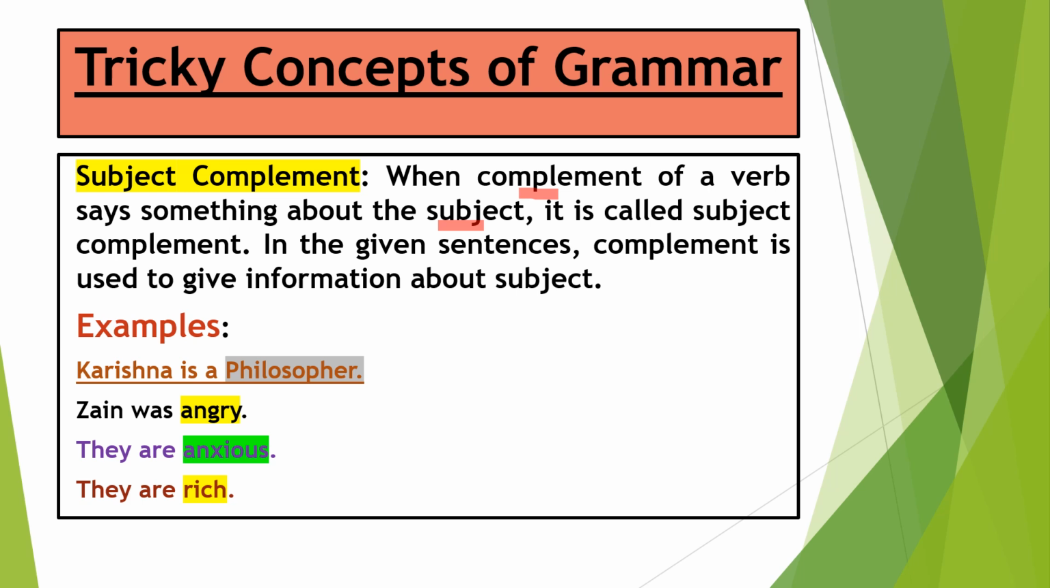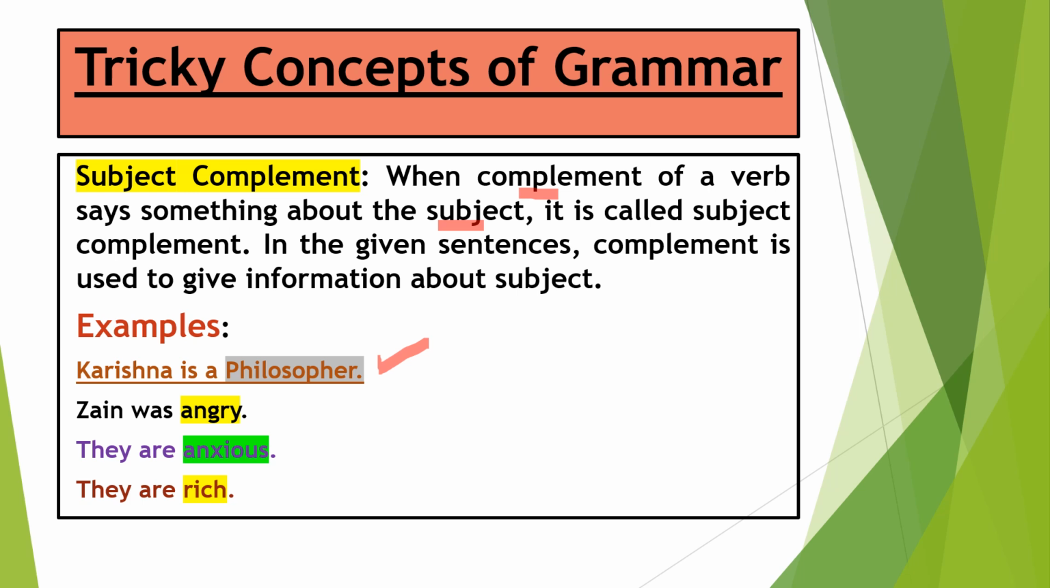A complement is part of the predicate of a sentence and describes either the subject of the sentence or the direct object of the sentence. And when it describes the subject of the sentence, it is called subject complement, and when it describes the direct object or provides more information about the direct object, then it is called object complement. Now in the given sentences, if you just look at some of these examples, let us first of all look at the first example.